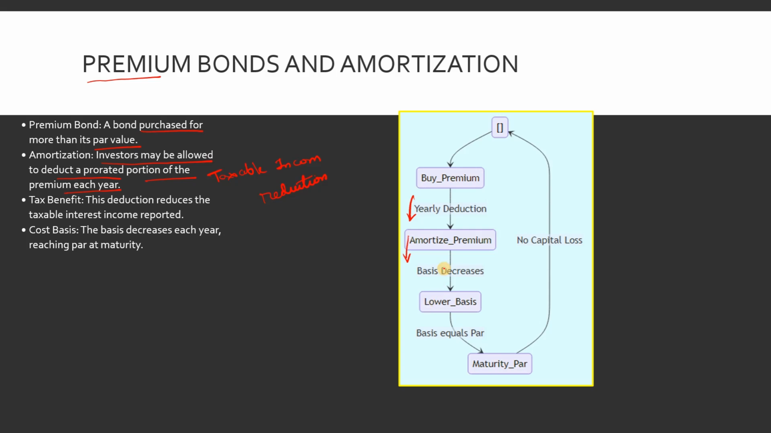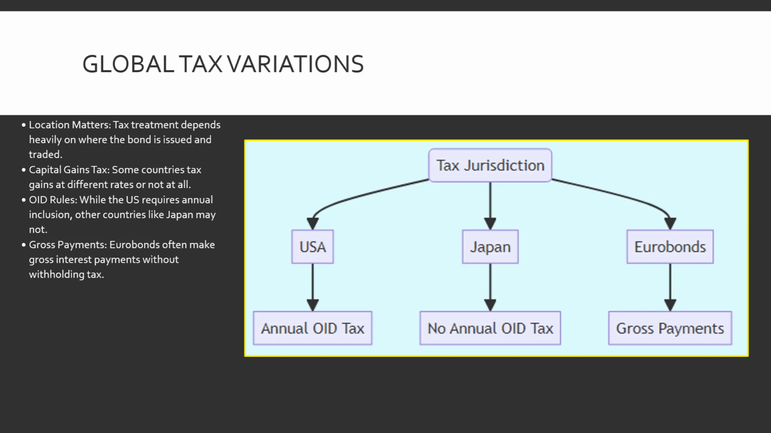Global tax variations. Finally, we must acknowledge that location matters. The global tax landscape is a patchwork of different rules. For instance, while the US requires annual tax payments on OID bonds, countries like Japan may have much more lenient rules. Furthermore, Eurobonds often make gross interest payments without any withholding tax, making them very popular for international investors.